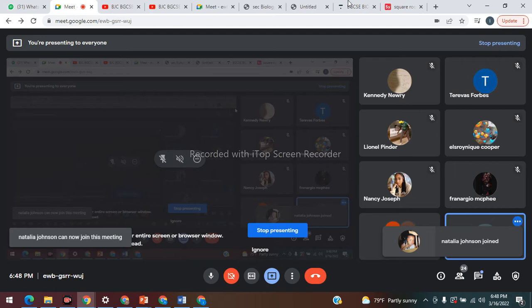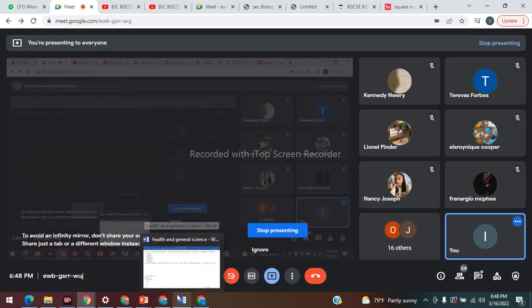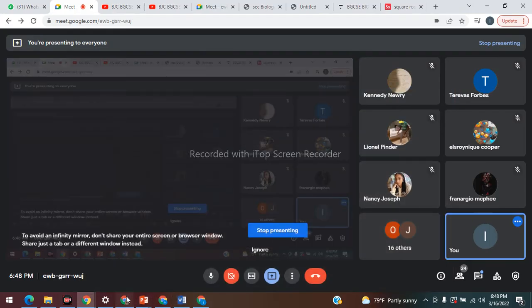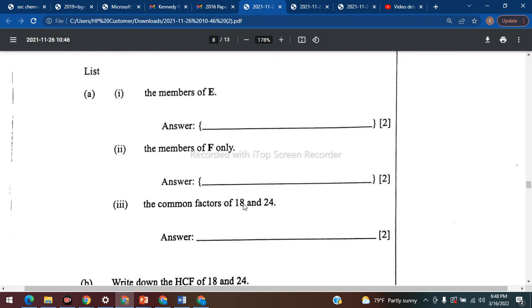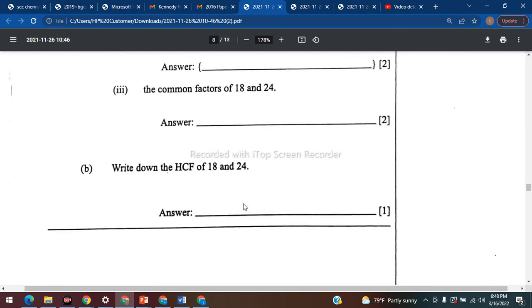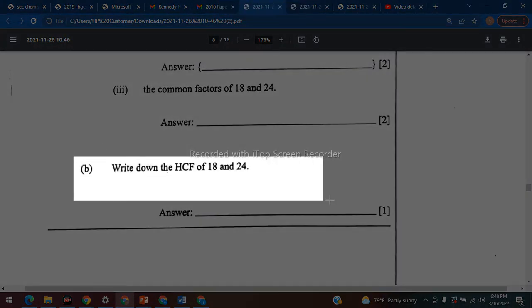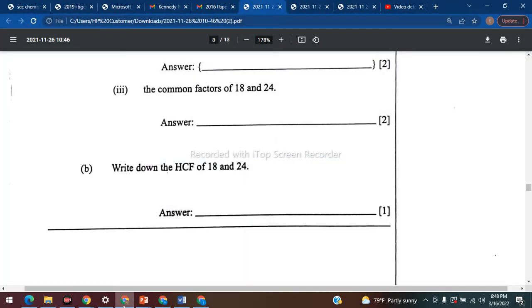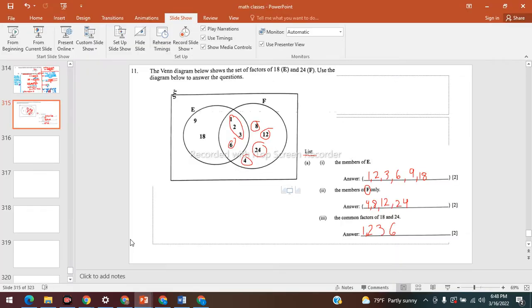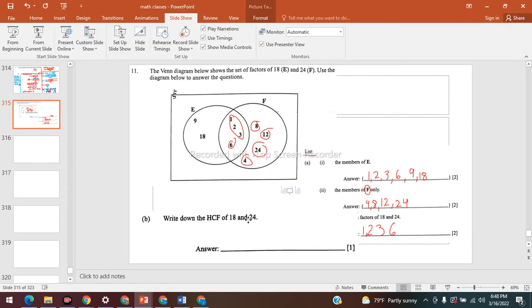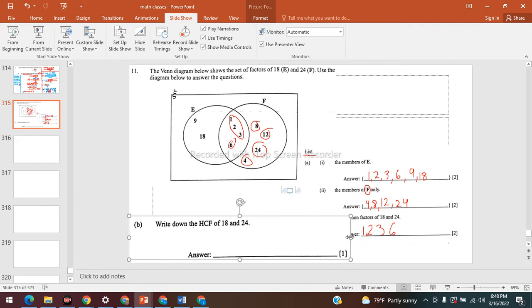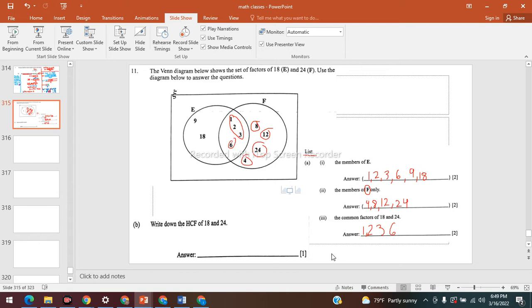All right. So B says write down the highest common factor of 18 and 24. How would we find that out? The highest common factor of 18 and 24.